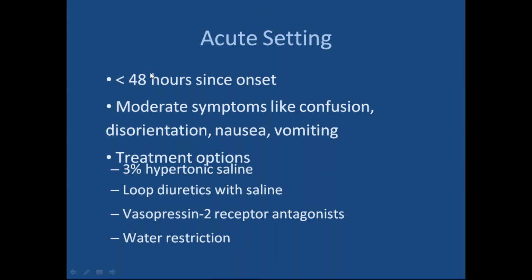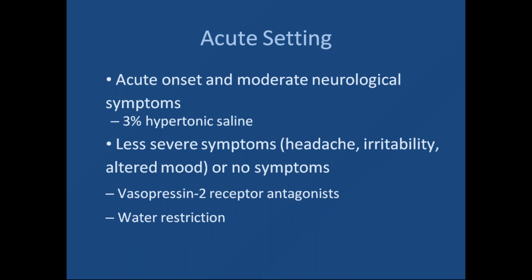So what is acute hyponatremia? When it occurs in less than 48 hours when the patient presents to us, and they have symptoms like confusion, disorientation, nausea, vomiting, etc. So the treatment options are 3% NS, loop diuretics with saline, which we have already discussed, water restriction, and vasopressin 2 receptor antagonists. We will see about this. These are Vaptans.